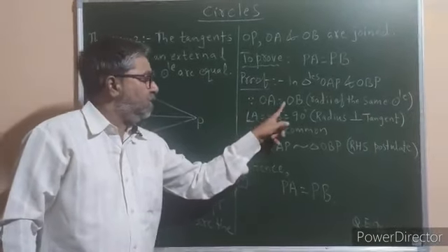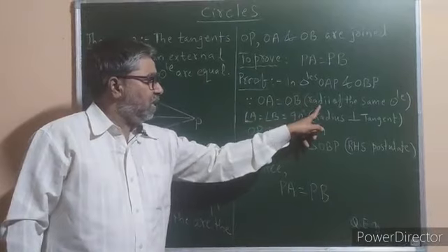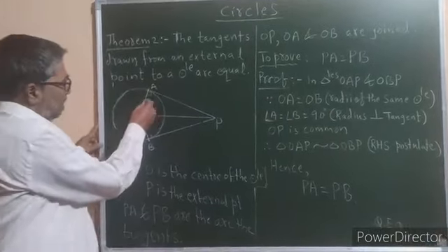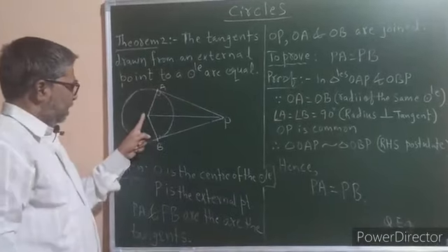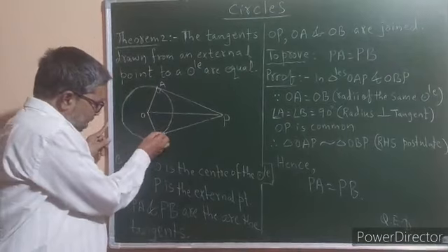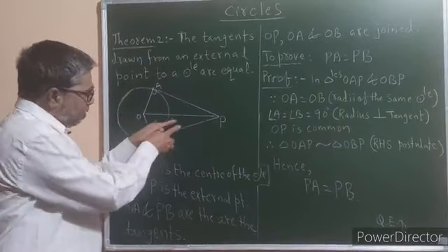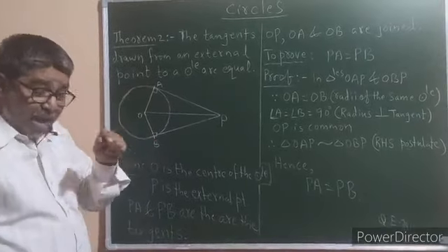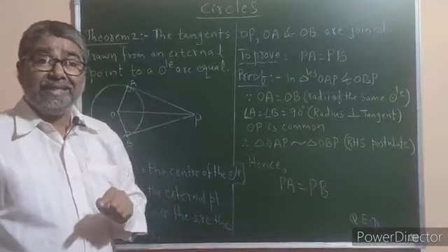Since OA is equal to OB, they are equal, because they are the radii of the same circle. Now angle A of triangle OAP is equal to angle B of triangle OBP. These two angles are equal because they are right angles, 90 degree angles.